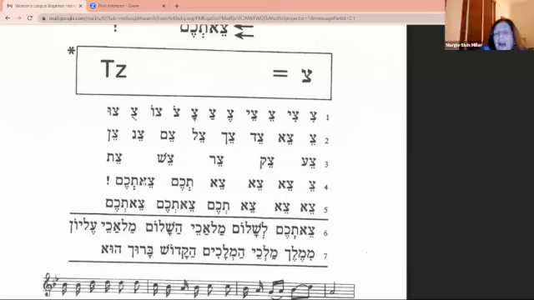So let's try line 4, making you do the harder ones, not the easy ones, aren't I nice? So Beth, do line 4, take your time. And remember, Aleph is silent no matter where he lives, unless he has a vowel. Giving you a hint. Tza, tza, tza, tza, tzachem. Good. Tzachem, perfect.